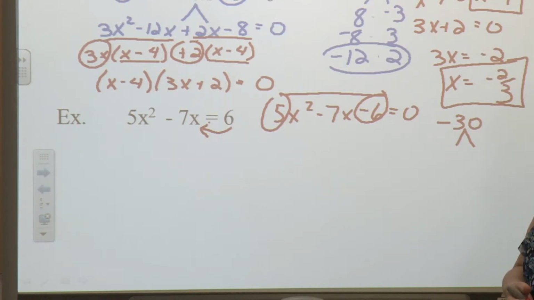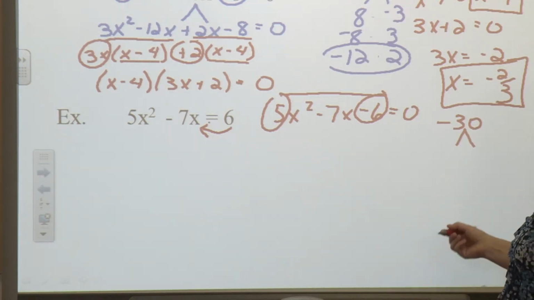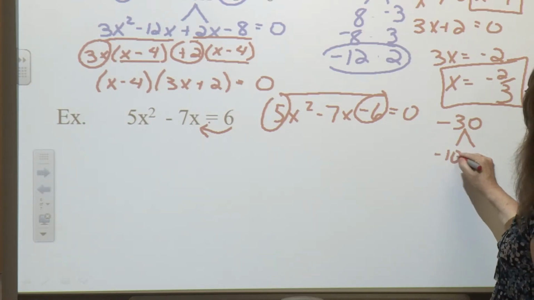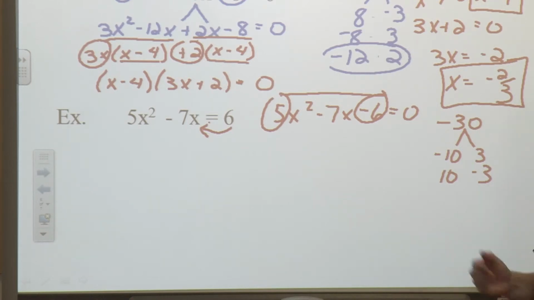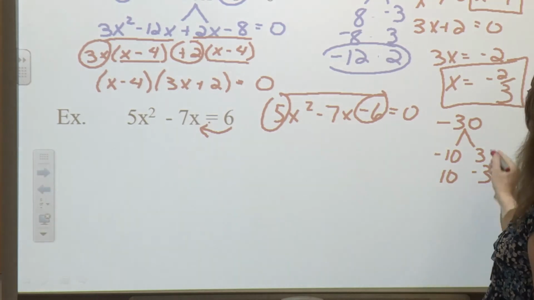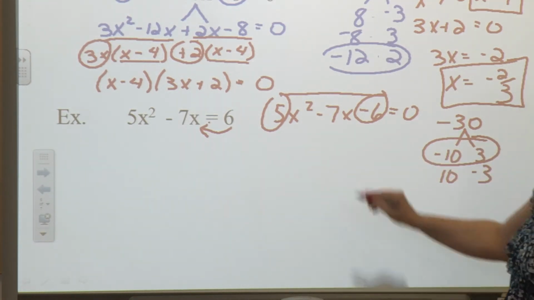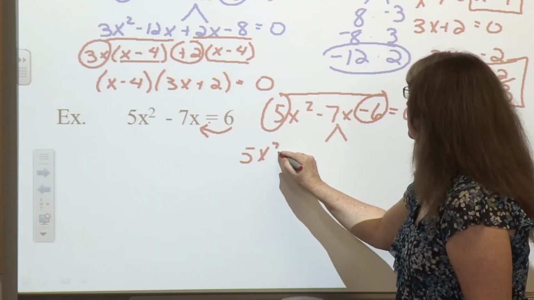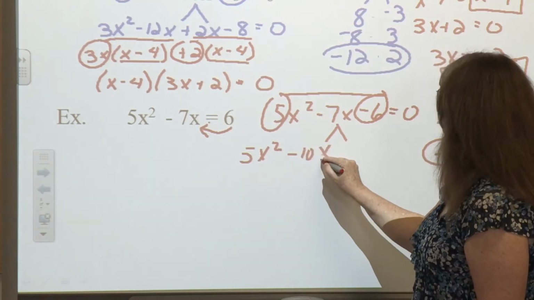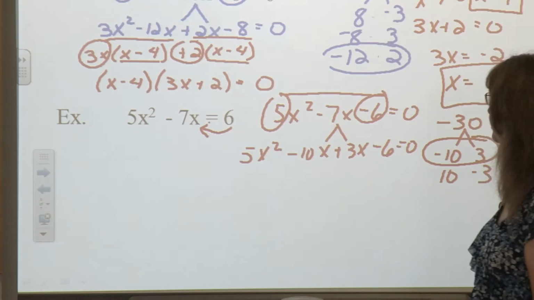Again, I'm going to need one positive value and one negative value. Anything that ends in 0, 10 is always a factor, so that's an easy one to try. I might try negative 10 and 3, or 10 and negative 3. Since I need a negative 7 in the middle, it looks like this is the one that's going to work, negative 10 and positive 3. So rewrite that x term using those: 5x squared minus 10x plus 3x minus 6 equals 0.